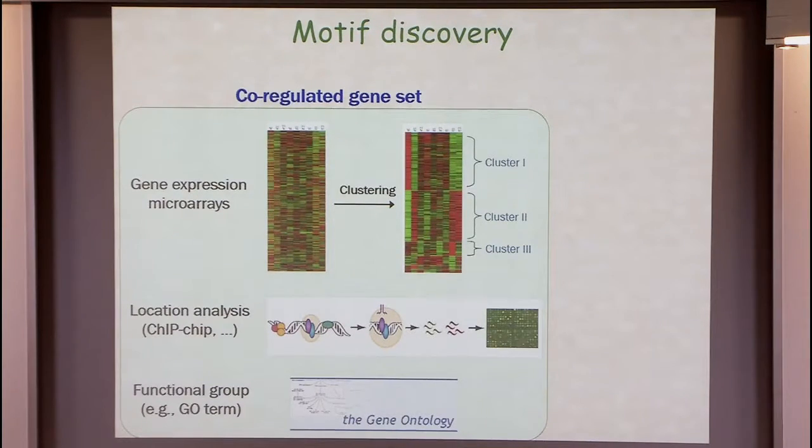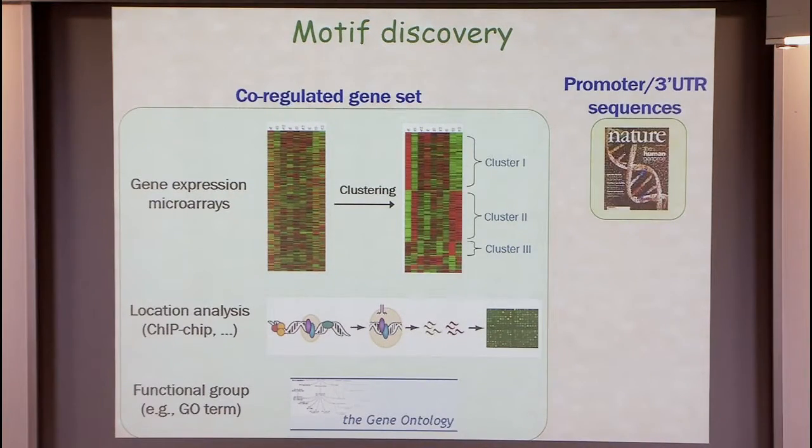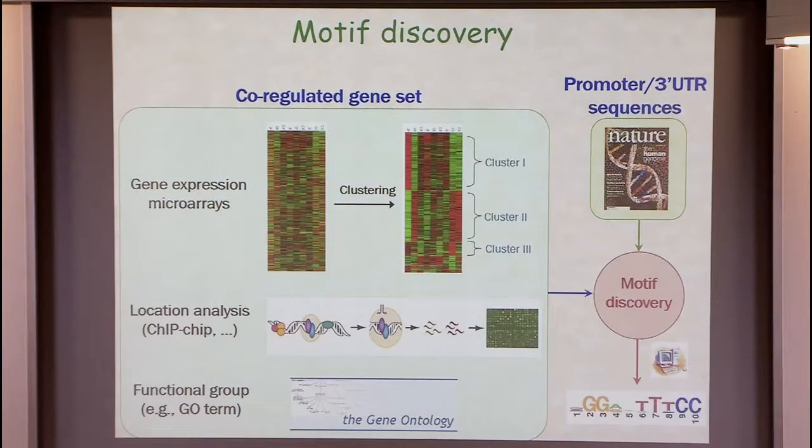And we can also take functional groups and assume that they are regulated by the same transcription factors. Then we take the sequences, and what is left for us, the computational biologists, is to develop a motif discovery algorithm and to get these nice sequence logos and PWMs that represent the binding preferences of the protein. So this is the problem that I'm going to show solutions for in the next slides.